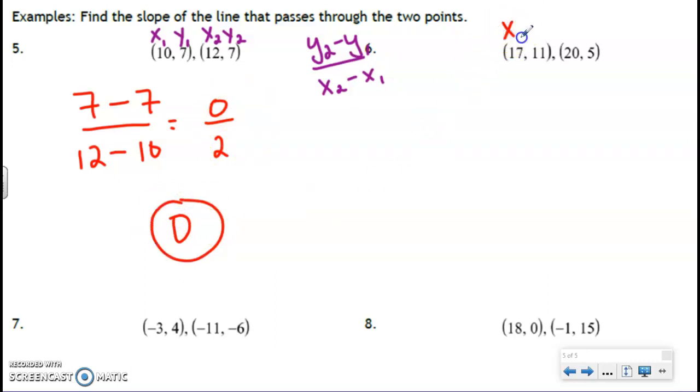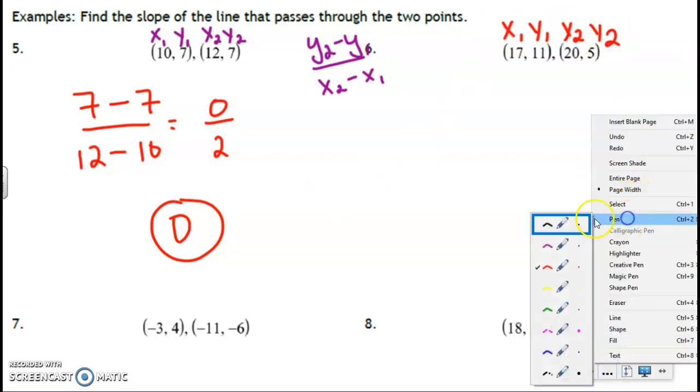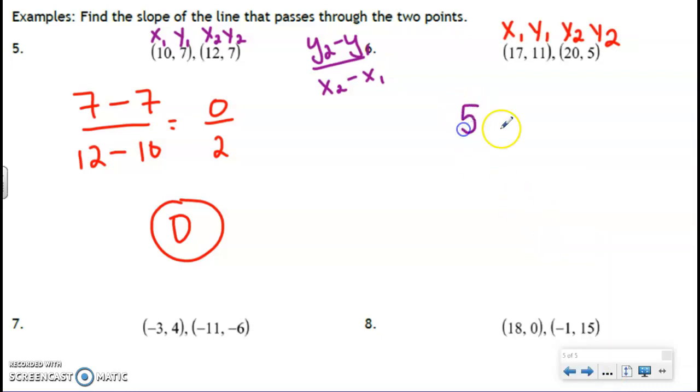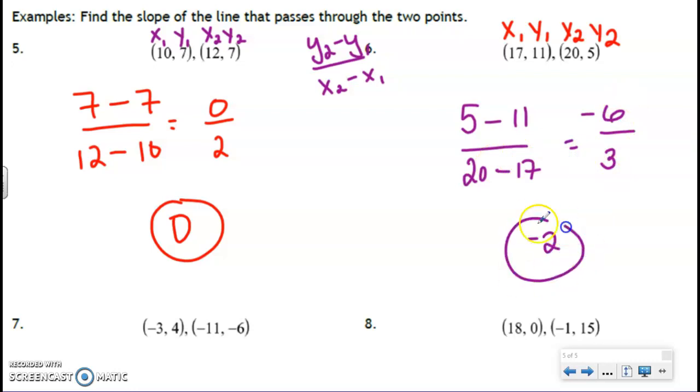For the next one, we're going to do the same thing. Label your points x1, y1, and x2, y2. So when you plug this in, this time you are going to have 5 and 11 on top, and 20 and 17 on the bottom. Remember that you're subtracting both of those. So 5 minus 11 is negative 6. 20 minus 17 is positive 3. So negative 6 divided by positive 3 is negative 2.